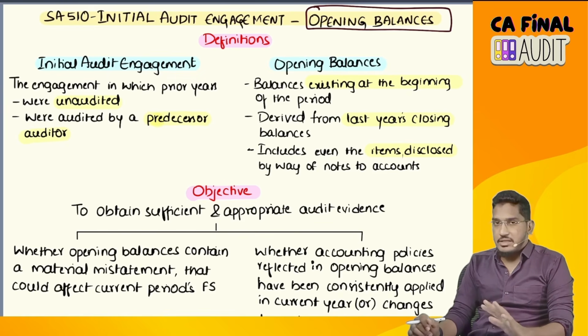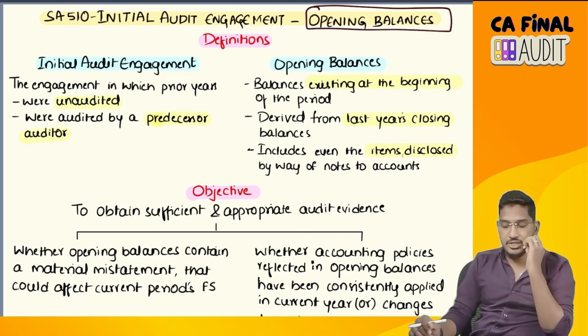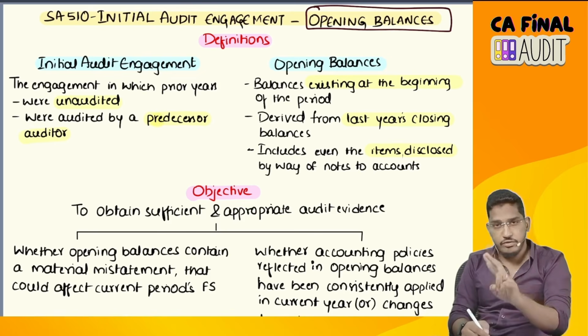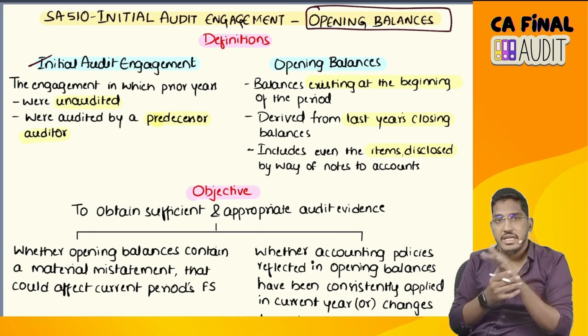So here we are required to understand the terms first. They are using 2 terms in the title of the standard. Number 1, they are using initial audit engagement. Number 2 is opening balances. So let us try to understand the meaning of both these terms. First, we will try to understand what is the meaning of initial audit engagement.